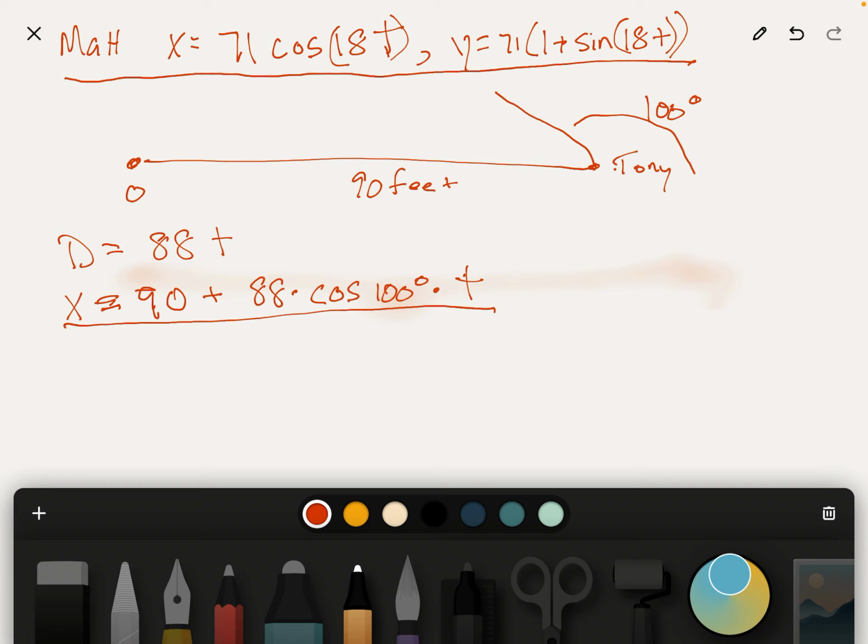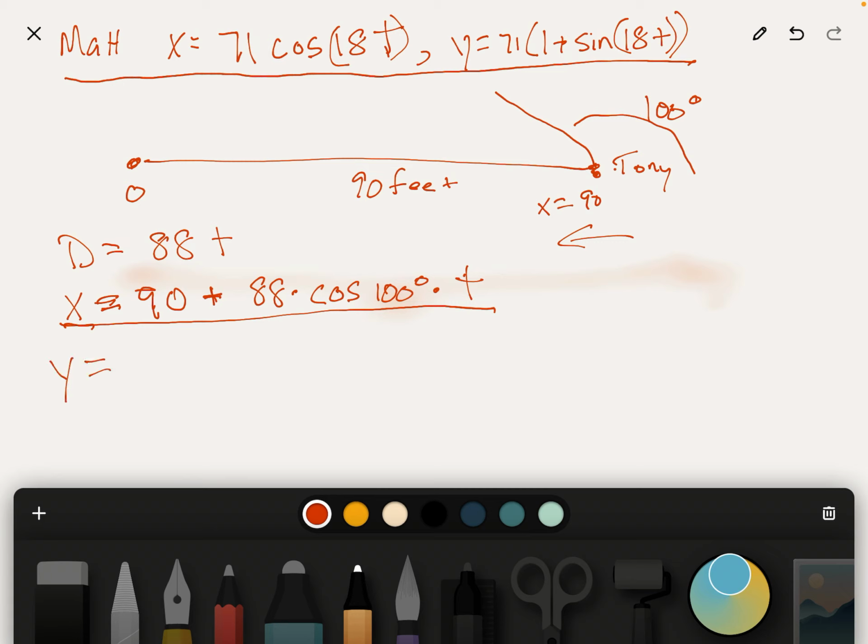Oh, I know what I was going to say. You might think, okay, Tony's over here at x equals 90, but the ball's going this direction, so it seems like you'd want to subtract the horizontal velocity of the ball. But the cosine of 100 degrees takes care of that, because cosine of 100 degrees is going to be negative. So what appears to be a plus sign is going to become a negative sign. So that's the equation for position of the ball in terms of the x-coordinate.